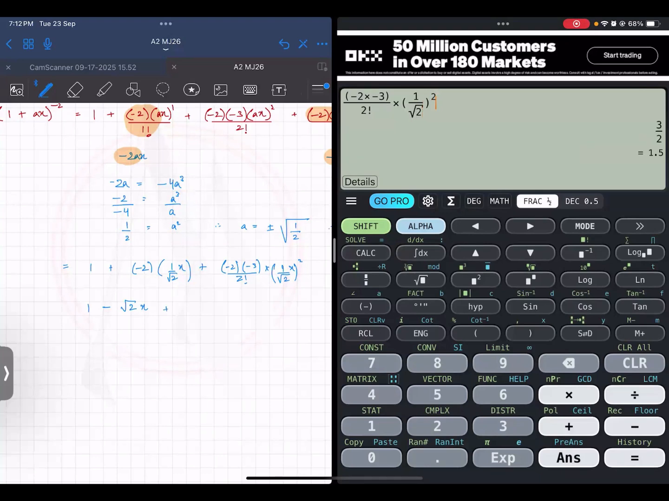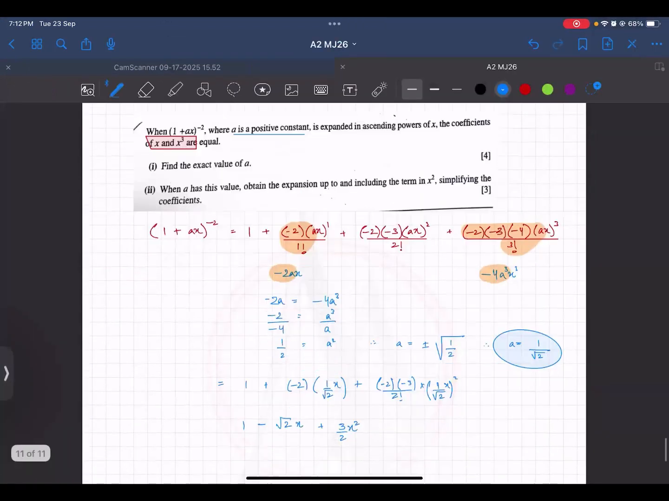So this is coming out as 3 upon 2 x squared. This is your complete answer. That's it. So, easy 7 marks. If your simplification is good, don't mess up there, then you mostly get the right answer. The main problem is the simplification.